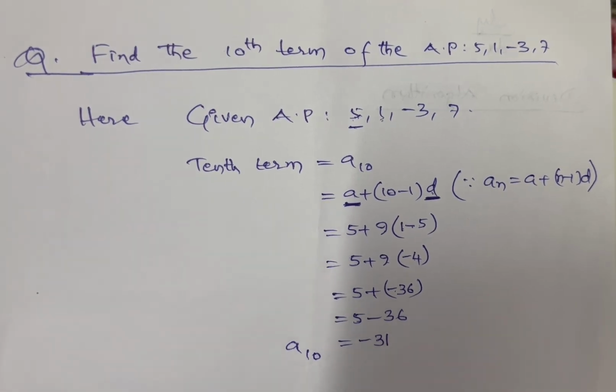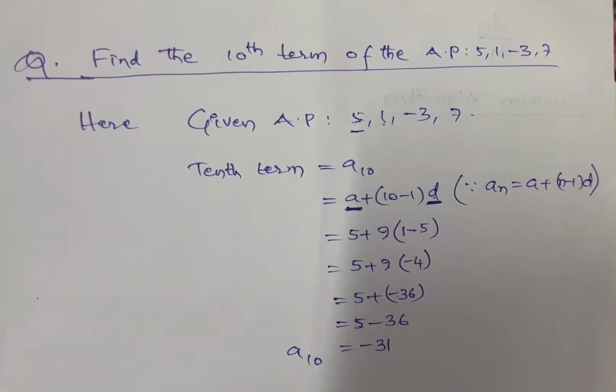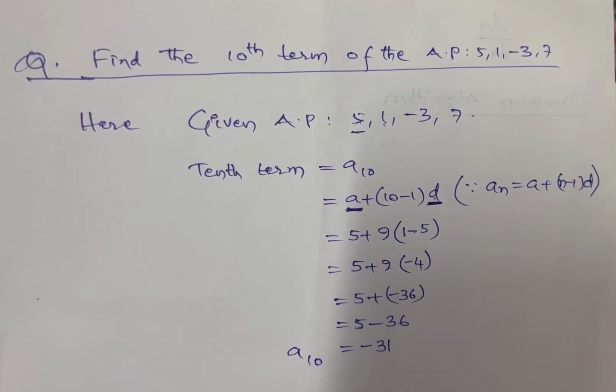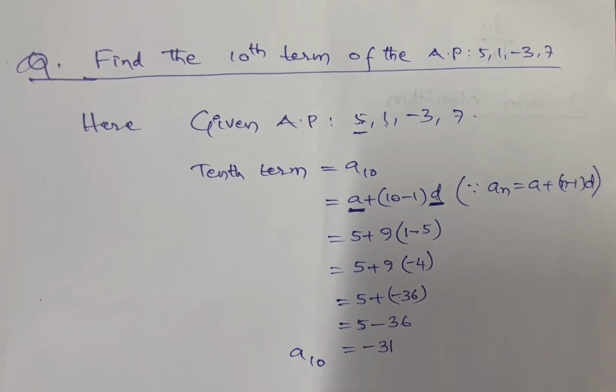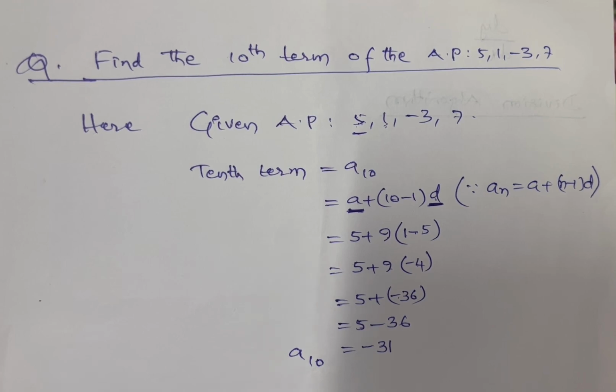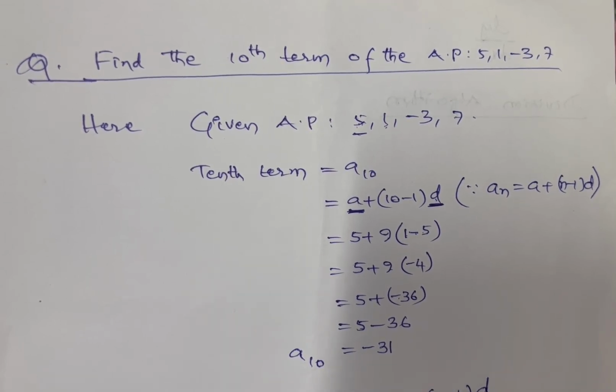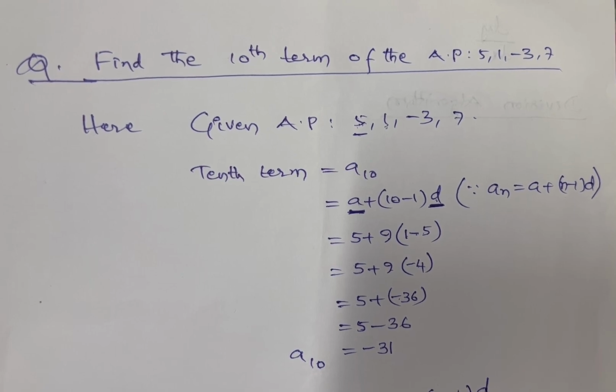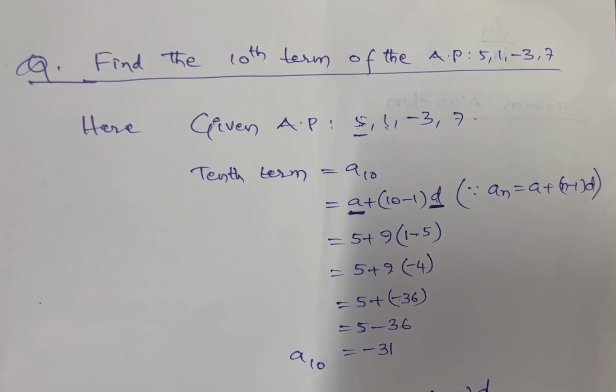Therefore, here the formulas used are the nth term formula, An is equal to A plus n minus 1 into D, which is used. Another one is the common difference formula. D is equal to A2 minus A1, or A3 minus A2, or A4 minus A3, like that.